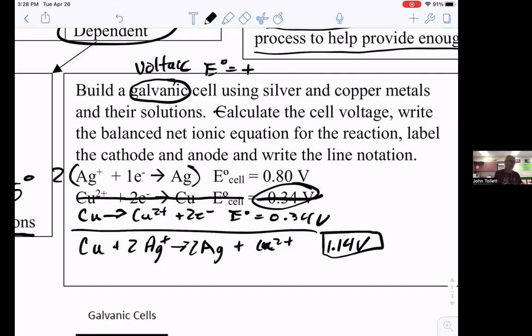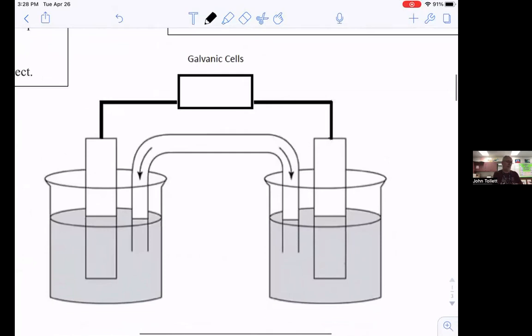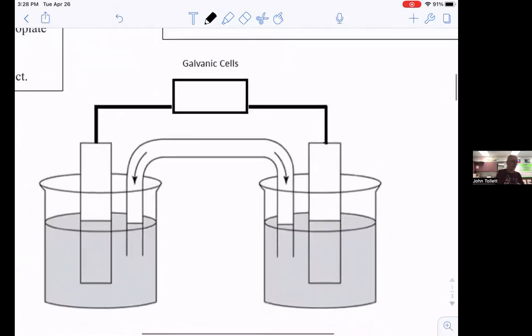So we calculated the cell potential, the cell voltage. We wrote a balanced net ionic equation for the reaction. And then we're going to label the cathode and anode. And we're going to write the line notation for this as well. So let's go down to our cell and diagram this. I'm going to write copper over here on the left, and silver over here on the right, because that's how they normally go. It doesn't necessarily have to be that way. It could be drawn the other direction.